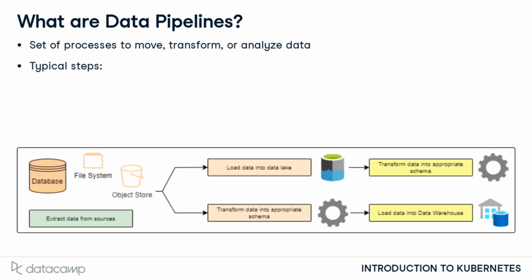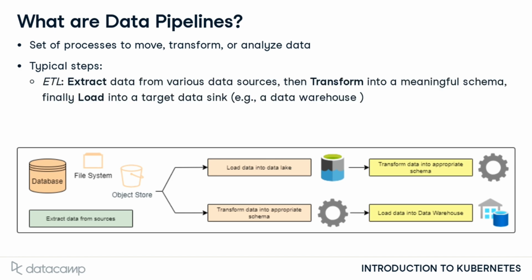Most data pipelines consist of three major steps: extract, transform, and load, or ETL. What does this mean? Let's first describe a so-called ETL pipeline. The extract step simply copies data from a source system, like a database, a file system, or an object store. After extraction, the data from various sources is transformed into a meaningful schema. This allows for easy analytics and helps keep track of what has already been extracted. After this transformation step, the data is loaded into a target data sink. In ETL, this is typically a data warehouse.